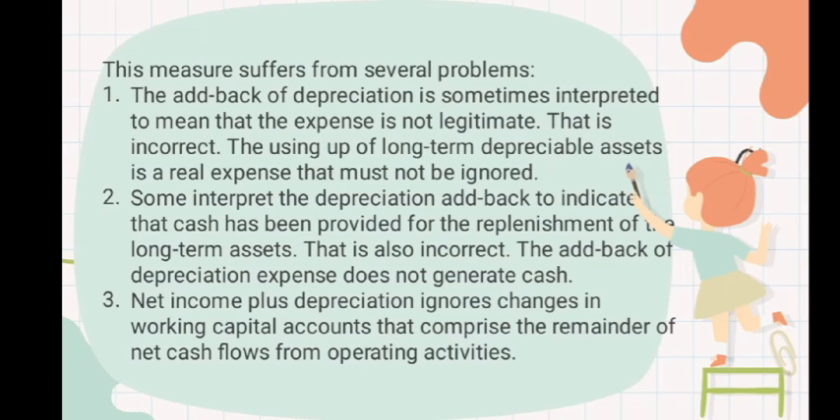First, the add-back of depreciation is sometimes interpreted to mean that the expense is not legitimate. That is incorrect. The using up of a long-term depreciable asset is a real expense that must not be ignored. Some interpret the depreciation add-back to indicate that cash has been provided for the replenishment of long-term assets. That is also incorrect. The add-back of depreciation expense does not generate cash. Net income plus depreciation ignores changes in the working capital accounts that comprise the remainder of net cash flow from operating activities.